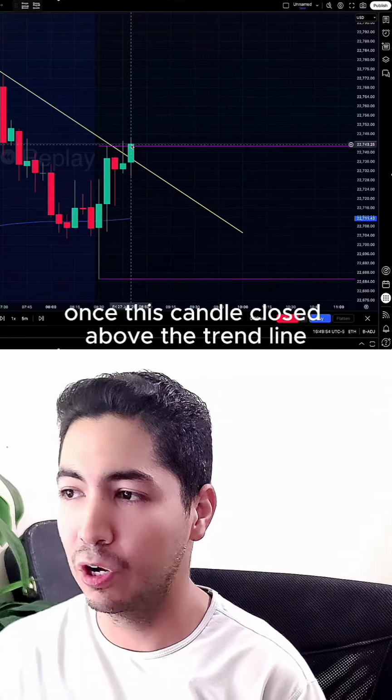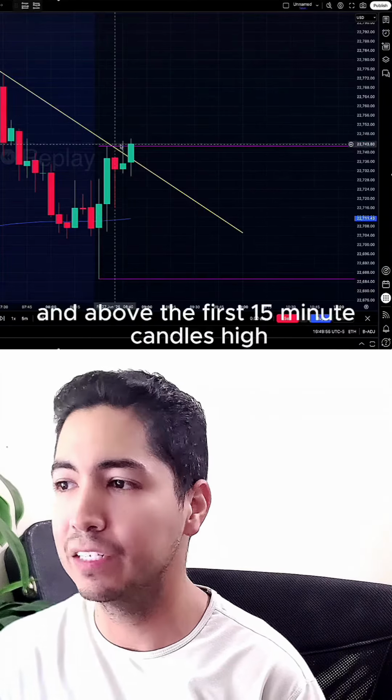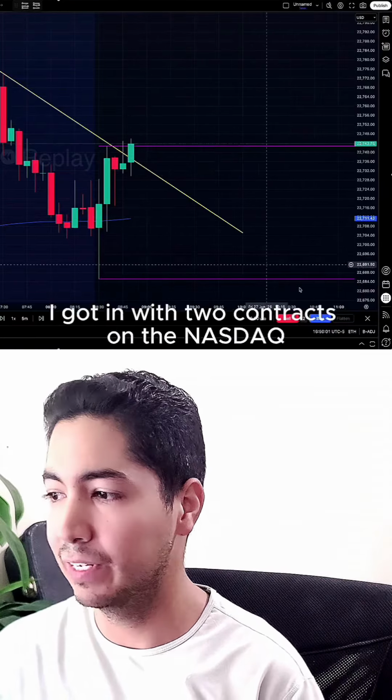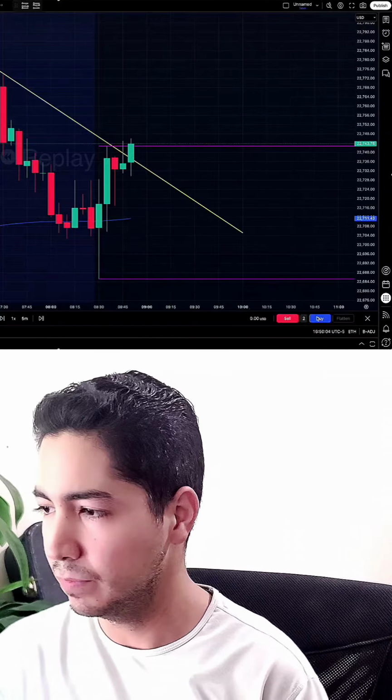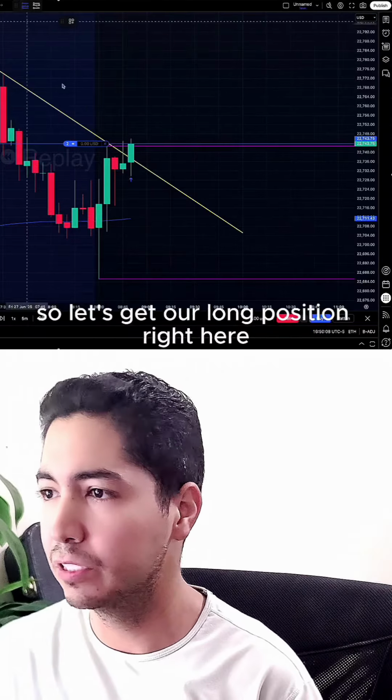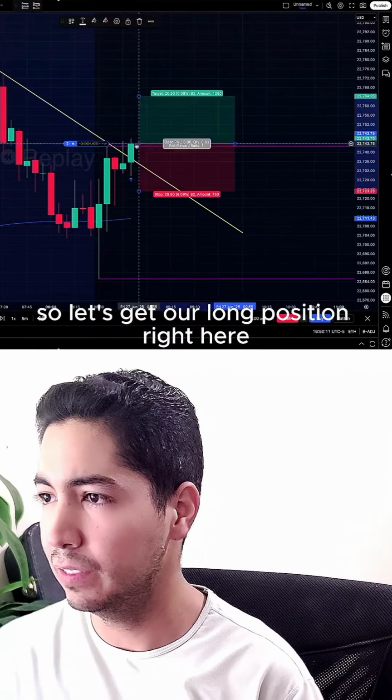Once this candle closed above the trend line and above the first 15-minute candle's high, this is where I got in. I got in with 2 contracts on the NASDAQ. So let's go ahead and get in with 2. And we're going long, so let's get our long position right here.